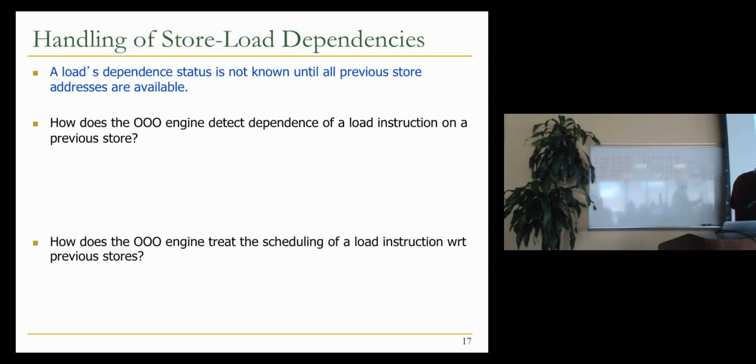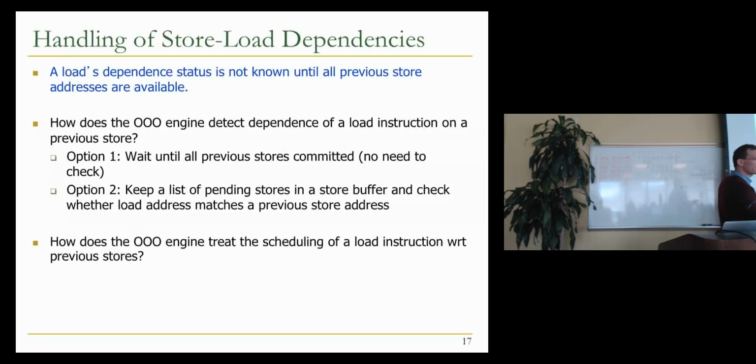Basically, a load's dependent status is not known until all previous store addresses are available. And there are two key questions with this. First of all, how does the out-of-order engine detect dependence of a load instruction on a previous store? I'm going to assume this one actually. You can wait until all previous stores are committed. Then this way you don't need to check. But this is a terrible solution because you destroy the parallelism that you're trying to exploit with out-of-order execution.